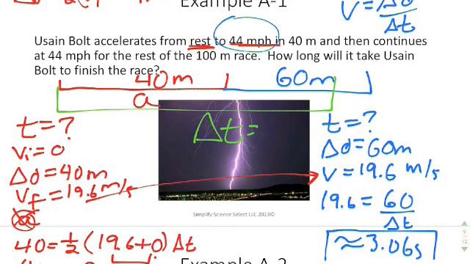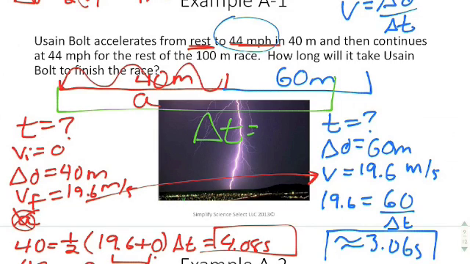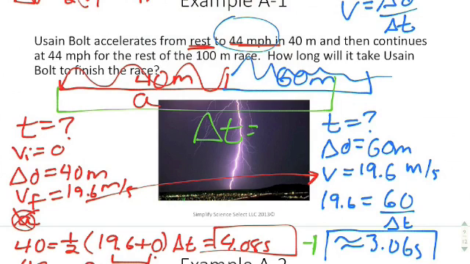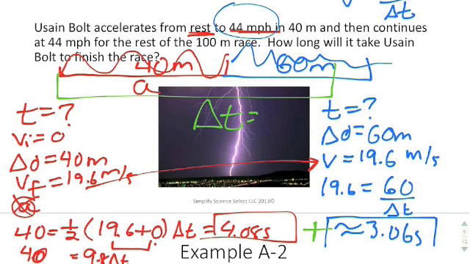So when you take 40 and divide it by 9.8, you end up getting your time for the accelerated phase, which is 4.08 seconds. So now remember the question said to find the overall time. So if it takes 4.08 seconds to do this, and it takes 3.06 seconds to do that, the total time can be found by adding those two numbers together. And when you add those two numbers together, you would get something like 7.14 seconds.